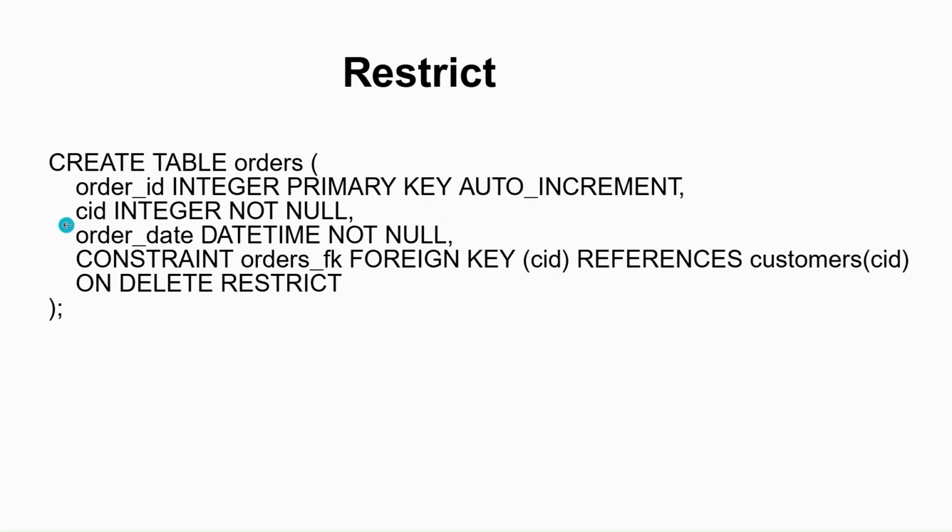Okay, then customer ID we have as integer. This should not be null values. Okay, so order date and time, even this should not be a null value. These are the rules we have given. Now the constraint is nothing but the rules we give for the table, right? So now this orders table should have a foreign key. That is customer ID references the customer table. So customer ID is the foreign key we have here, referencing the customers table, for customer ID. On delete, it has to restrict. Yes, so this is all about restrict.